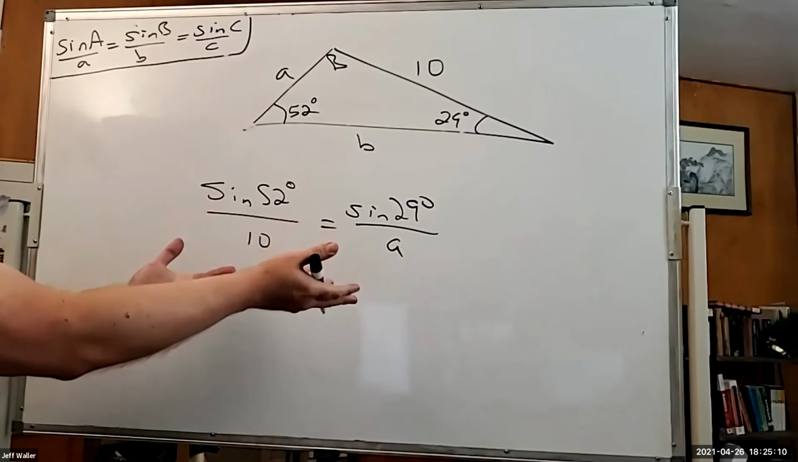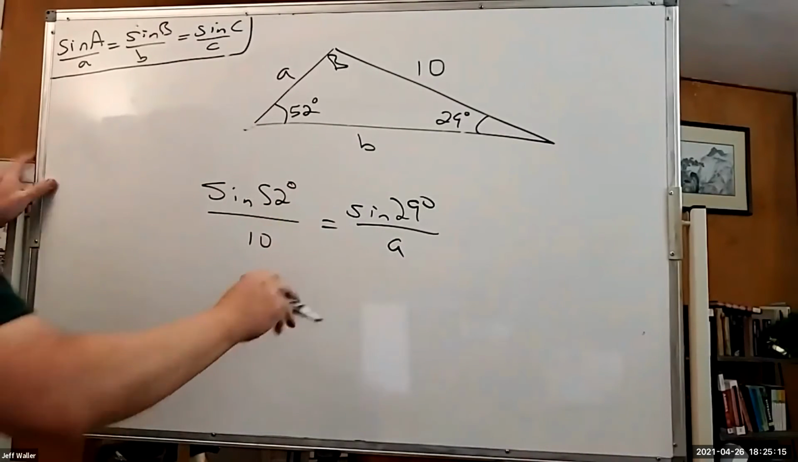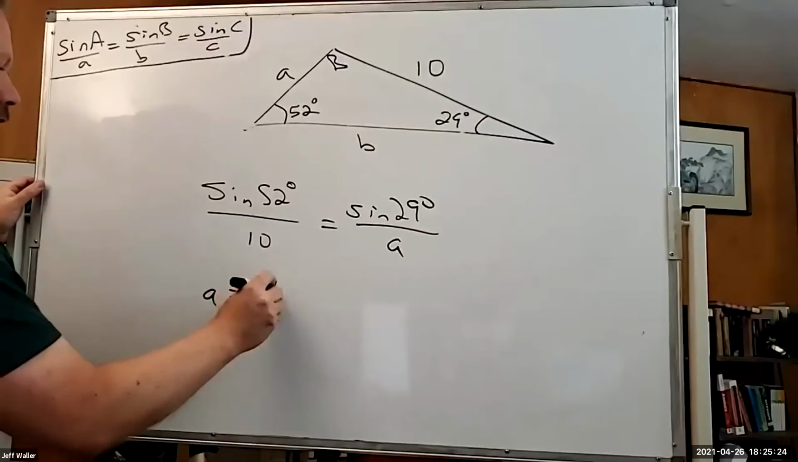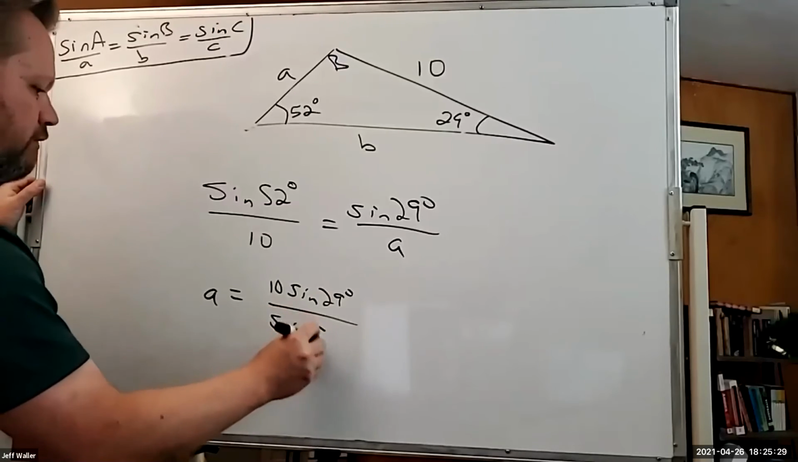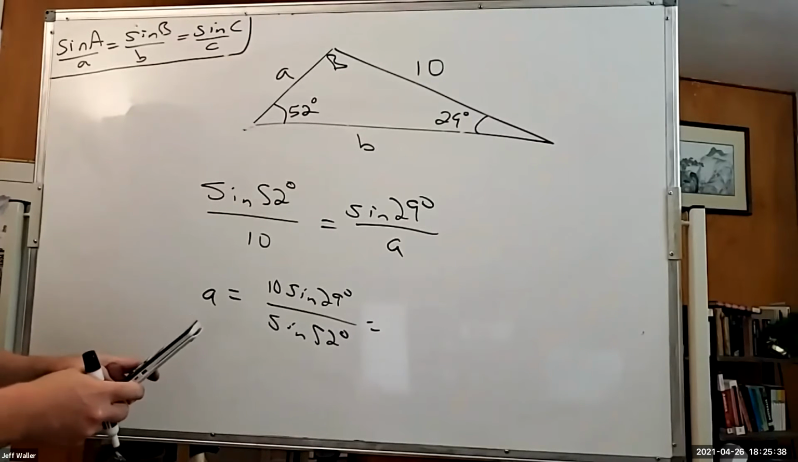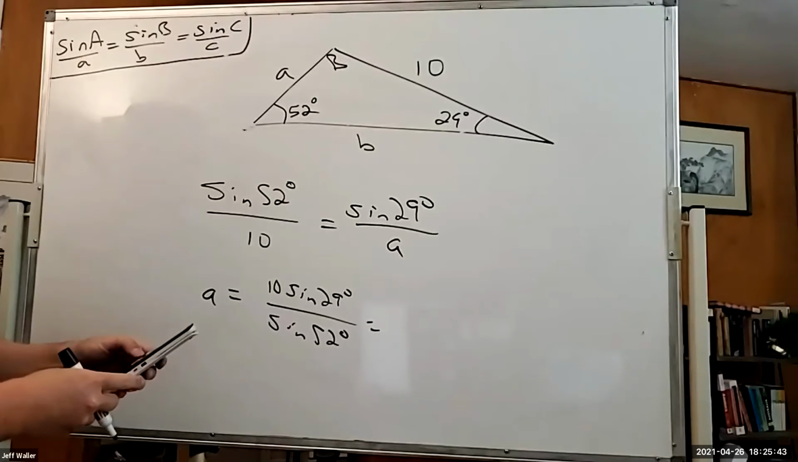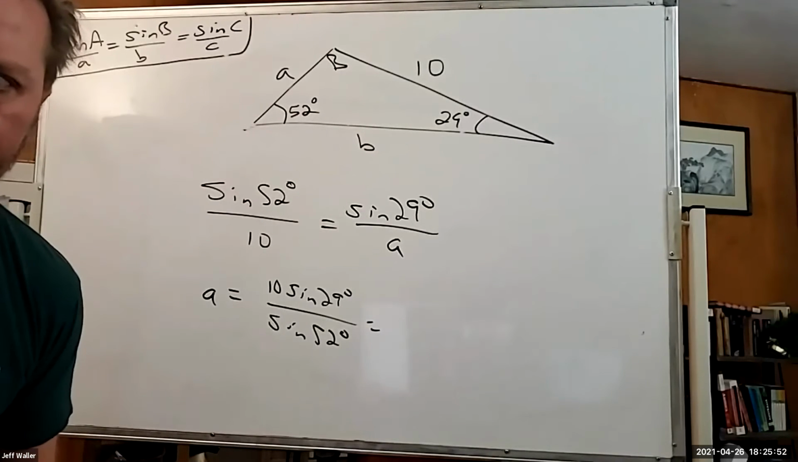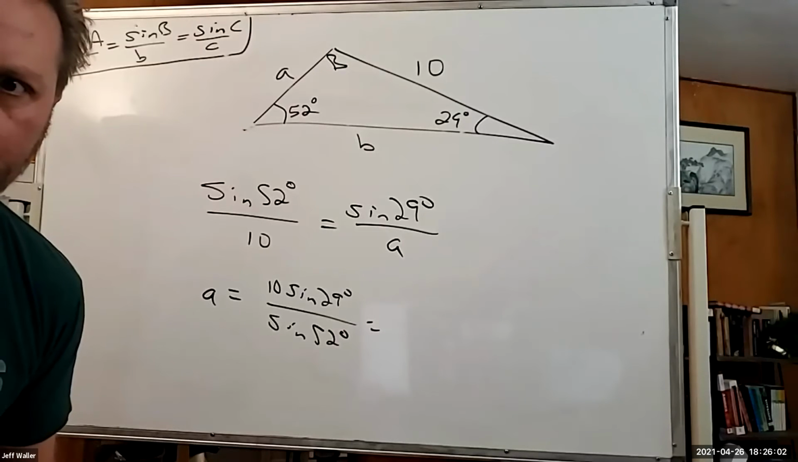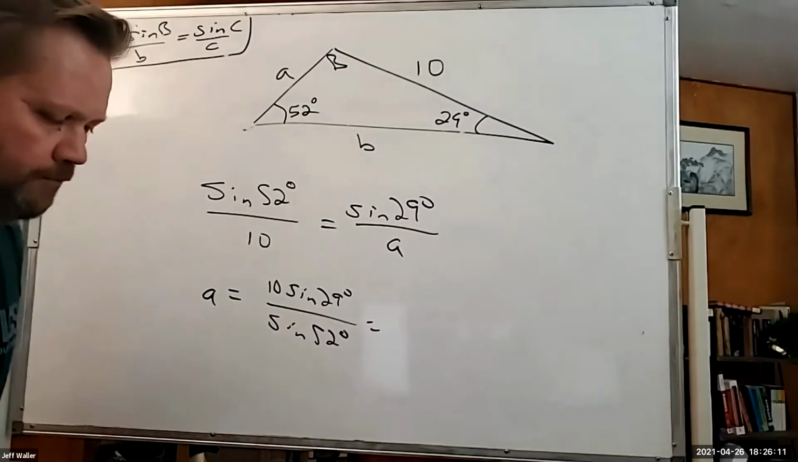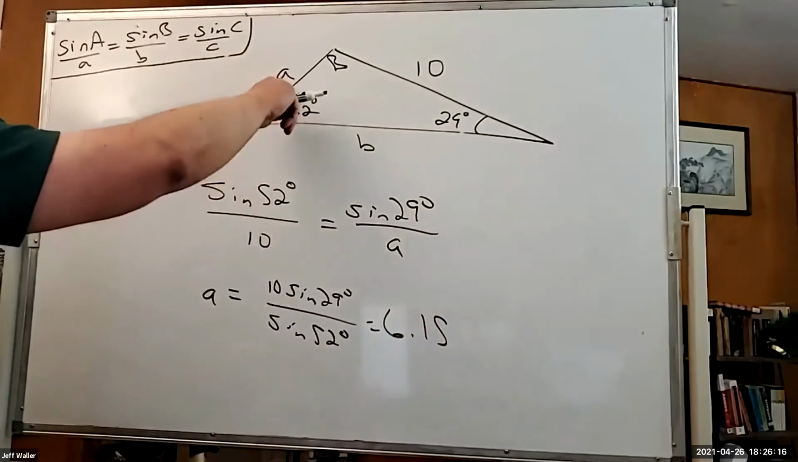How do I solve this for A? You could cross multiply. You could flip sides and then multiply by sine 29. There's a few different ways to look at this, but you should end up with A equals 10 sine 29 divided by sine 52. All right, let's see what that is. Let me know if you guys get an answer. 6.15. Yes, that's what I get, 6.15. So that's what that side is.